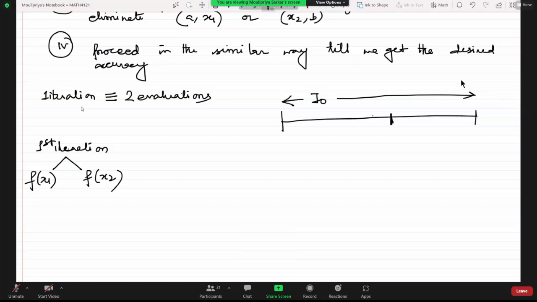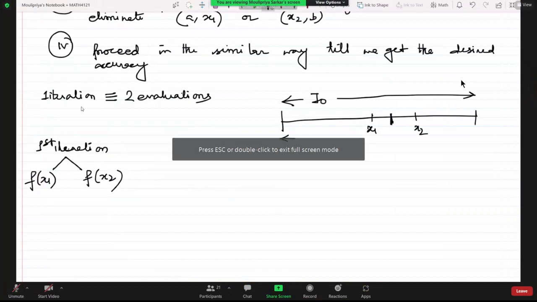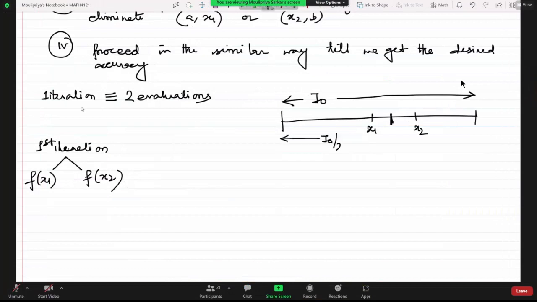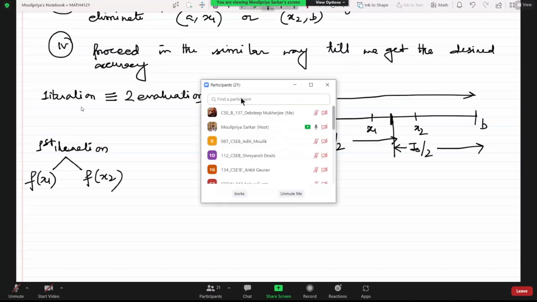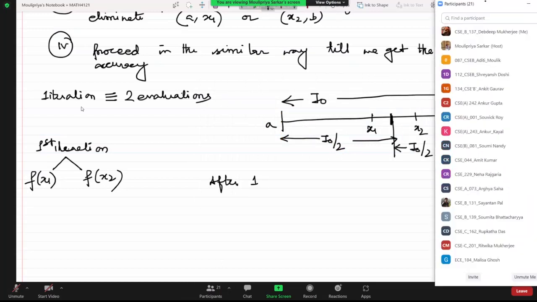So now you tell me, once we have the first iteration, this is our x1, this is our x2. This portion is I0 by 2. If this is the center, this is also I0 by 2. So either we eliminate AX1 or we eliminate X2B. Correct? So can you tell me after the first iteration, what would be the length of the interval?